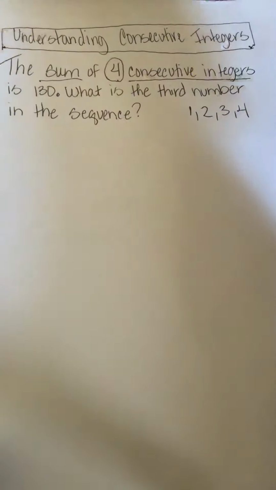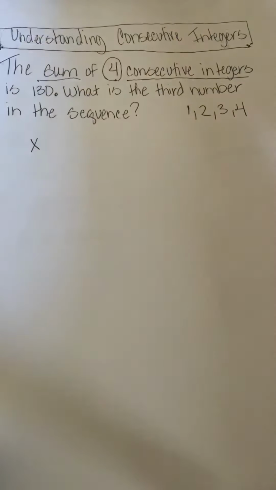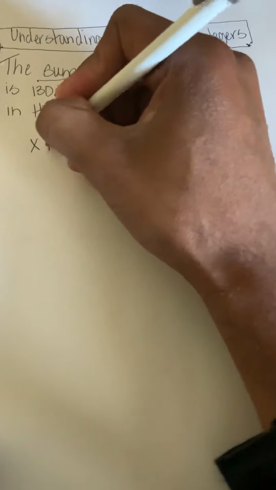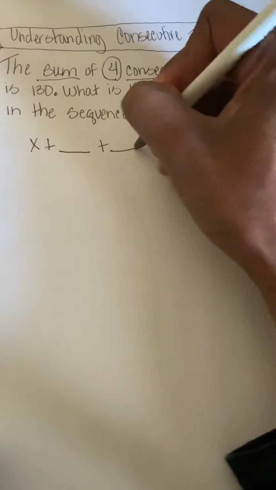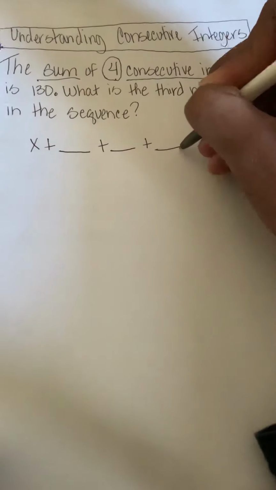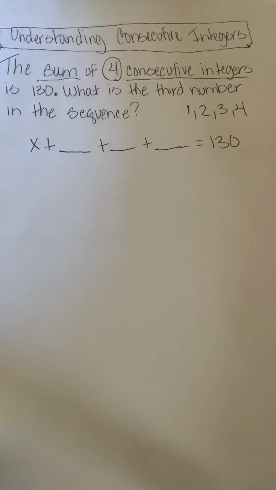The strategy that you can use to solve this is to first say that x is your lowest integer. The operation is addition, and then you need to find out what are the other three integers that can equal up to 130. Now, here's how you can do this to make sure that you make life easy.